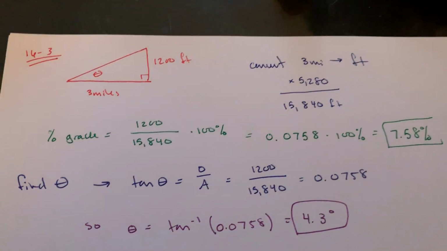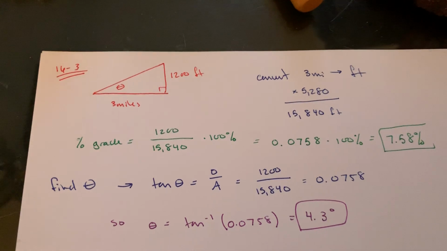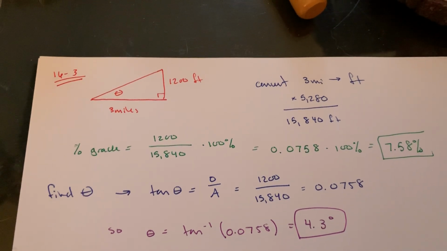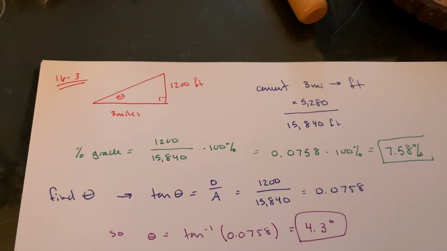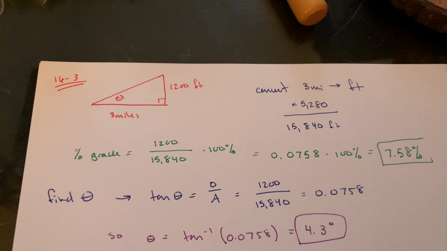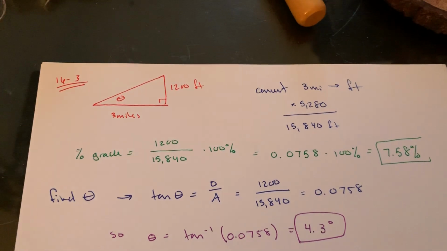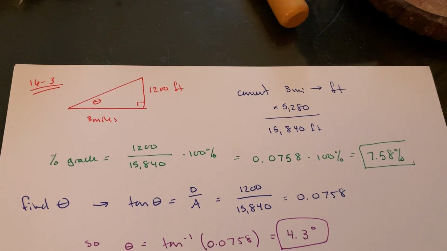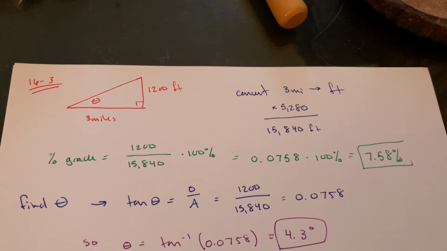If I draw a sketch, one thing to do here is always watch that your units are in sync. So just a quick little conversion here. I've got 1,200 feet for my rise. I have 3 miles for the run, the horizontal. So times a quick 5,280 feet per mile. That's going to be 15,840 feet.